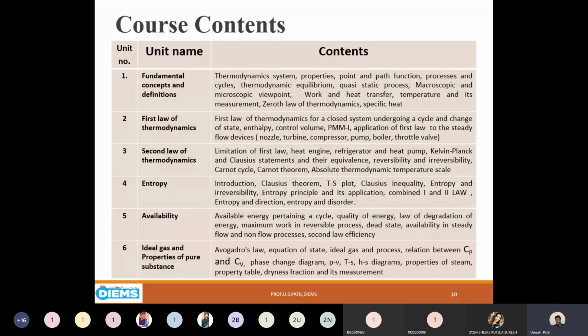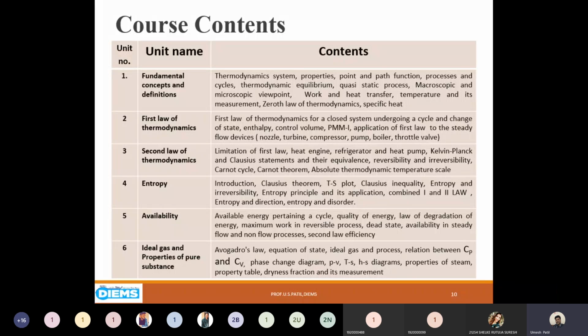So for unit number 6, you need to have a copy of the steam table. Okay. It is a small book. The name of the book is the steam table. You can easily get this steam table from a general store. So you have to procure that, or I will try to get a soft copy and share that soft copy with you.